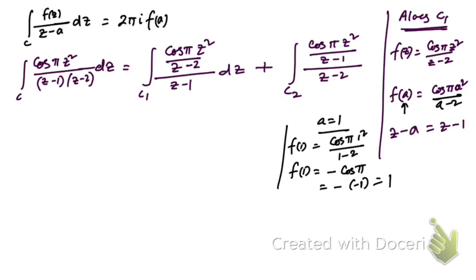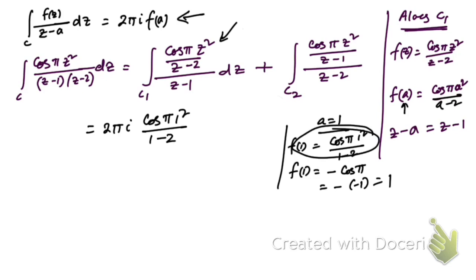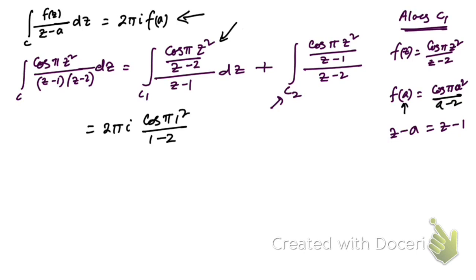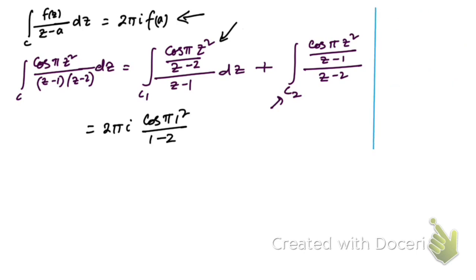So if you apply this in this first case, then you should get 2 pi i f of 1 here. You see, in this case f of 1 is nothing but cos pi 1 square by, instead of z, we write 1 minus 2, right? So hope you have understood this. Now let me delete these things. Just wait. Now what if we integrate along C2?